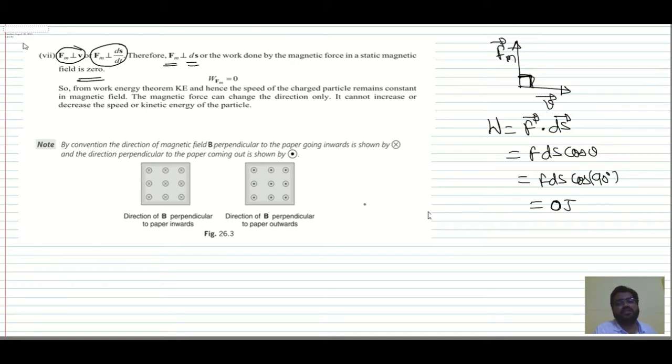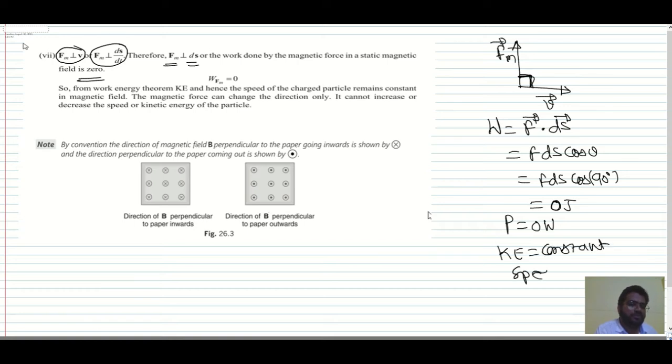If work done is 0, power delivered by it is also 0 watt, and we can say that kinetic energy is always constant, which indicates speed is also constant throughout. Speed is also constant throughout. So I hope this is clear. The speed and kinetic energy of a particle will neither increase nor decrease, right?